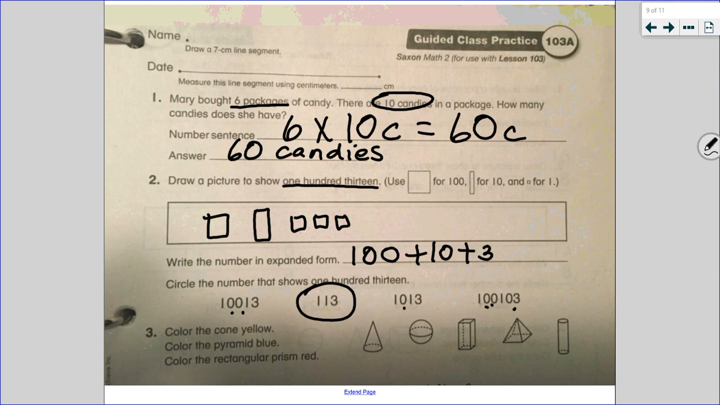All right, let's label some 3D shapes. I know we've learned a lot about those. It says to color the cone yellow. We'll just mark it with a Y for yellow. Color the pyramid blue. We will simply put a B on our pyramid. And color the rectangular prism red. Let's just put an R on that. So we have two shapes left that they don't want us to do anything to. That first one is a sphere and then a cylinder. Great job.